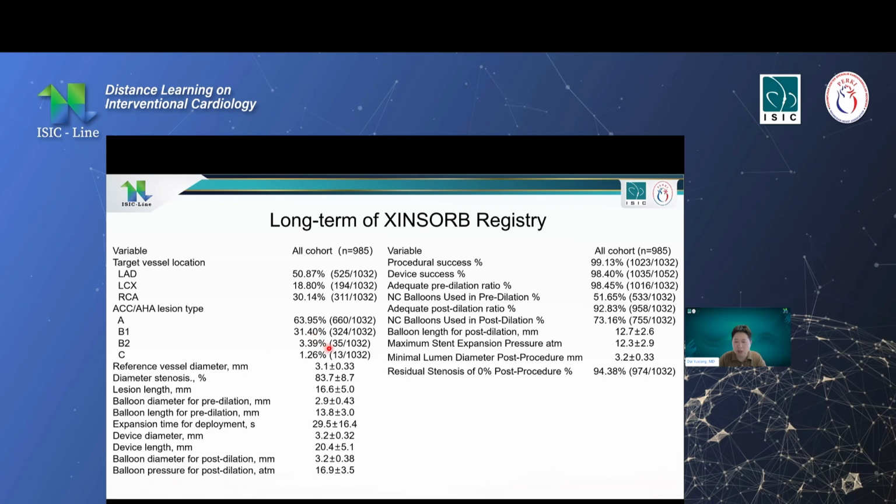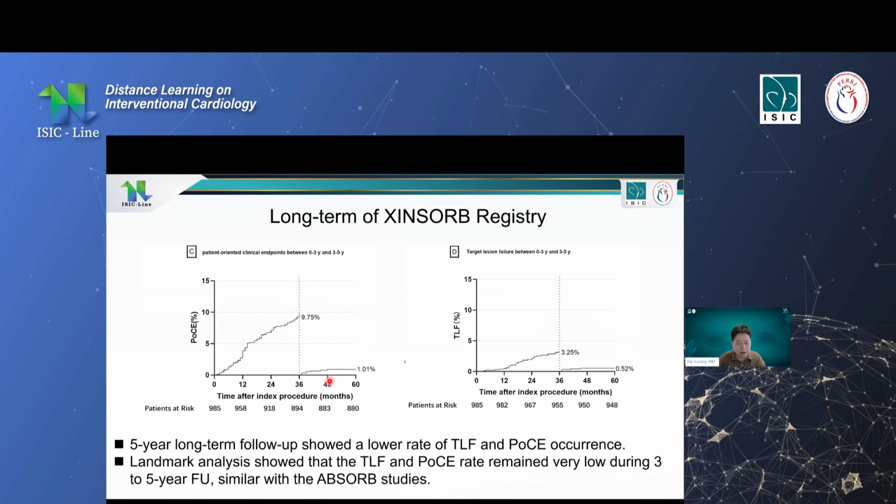some complex. And we can see the 5 year long term follow up showed a low rate of patient-oriented clinical endpoints and target lesion failure occurrence. The landmark analysis showed that the target lesion failure and the patient-oriented clinical events rate remained very low during 3 to 5 year follow-up, similar with the Absorb studies.